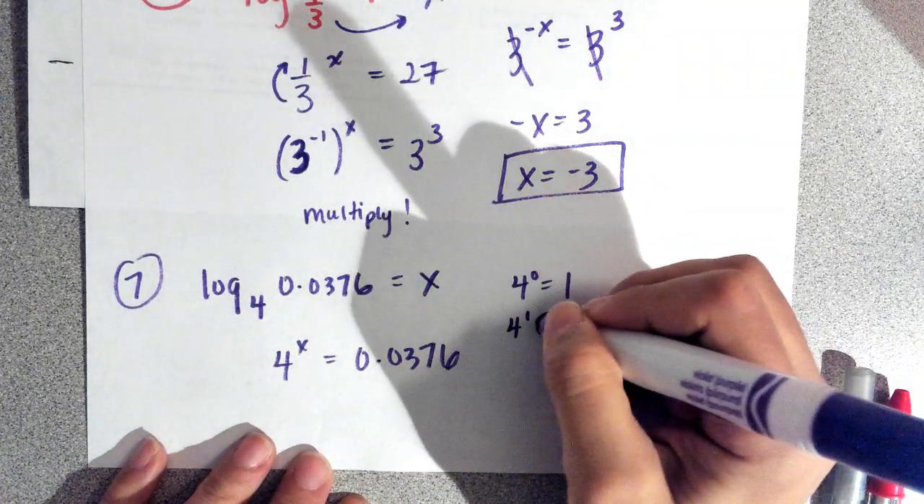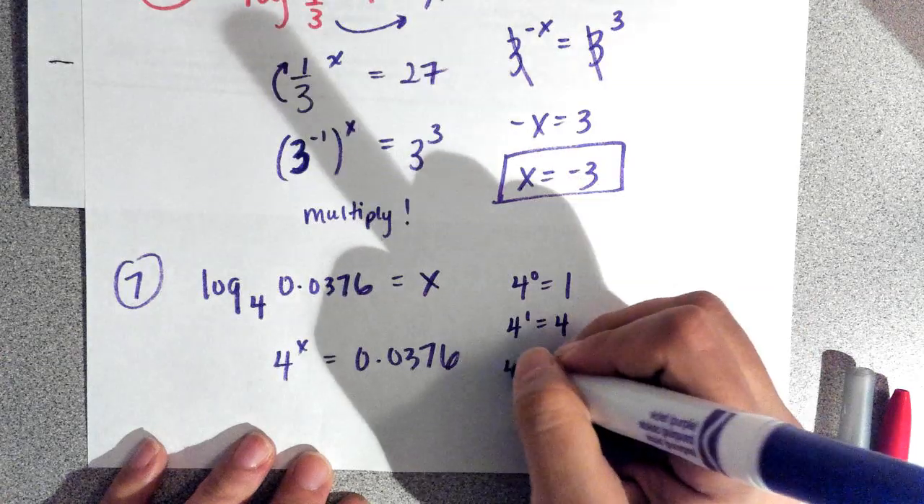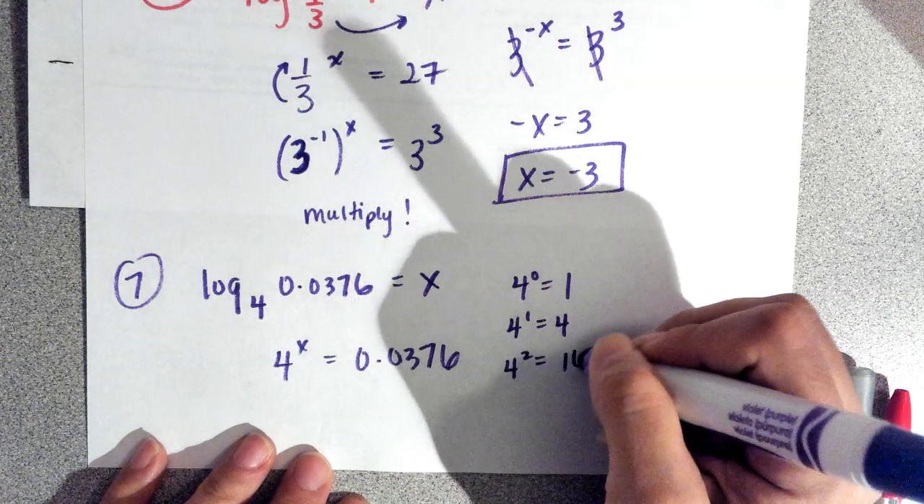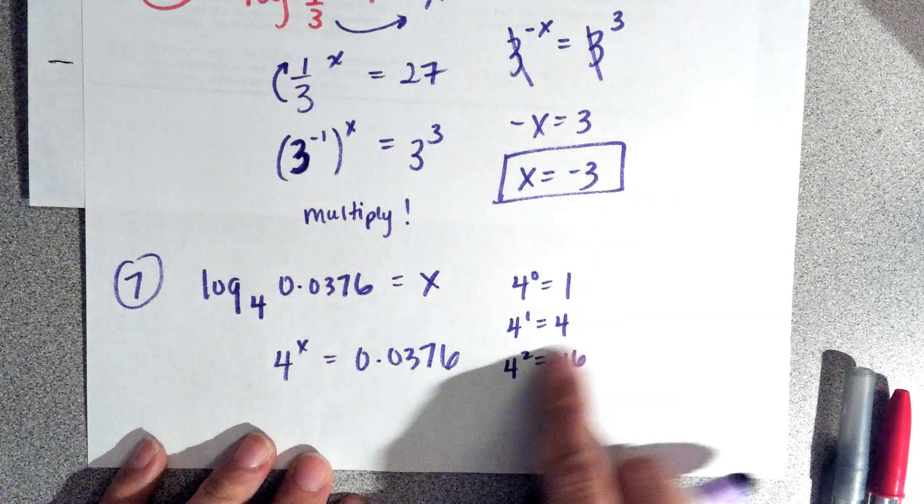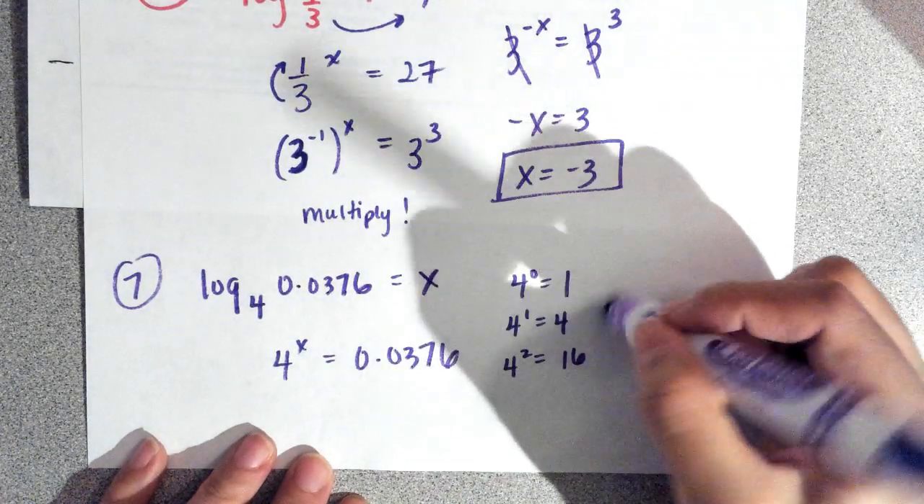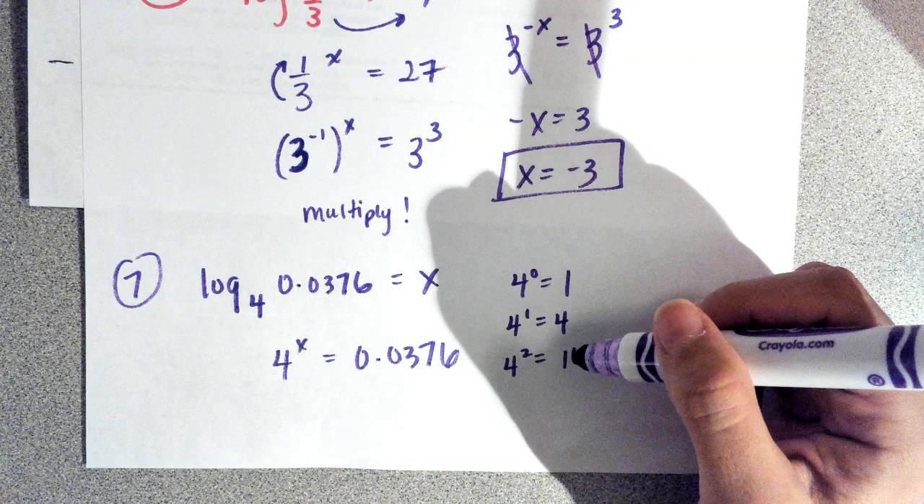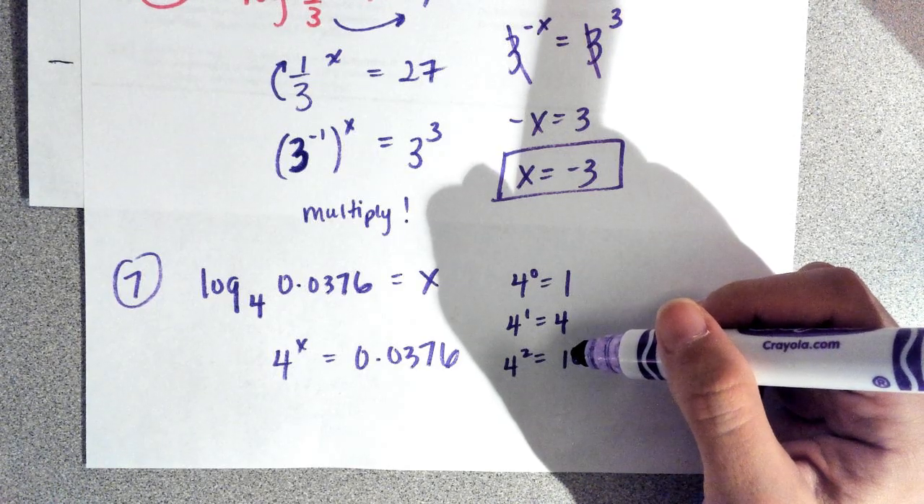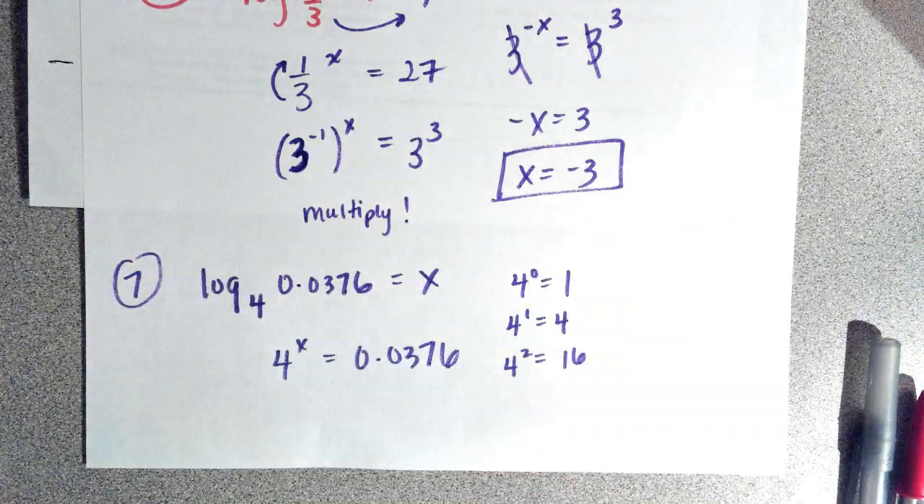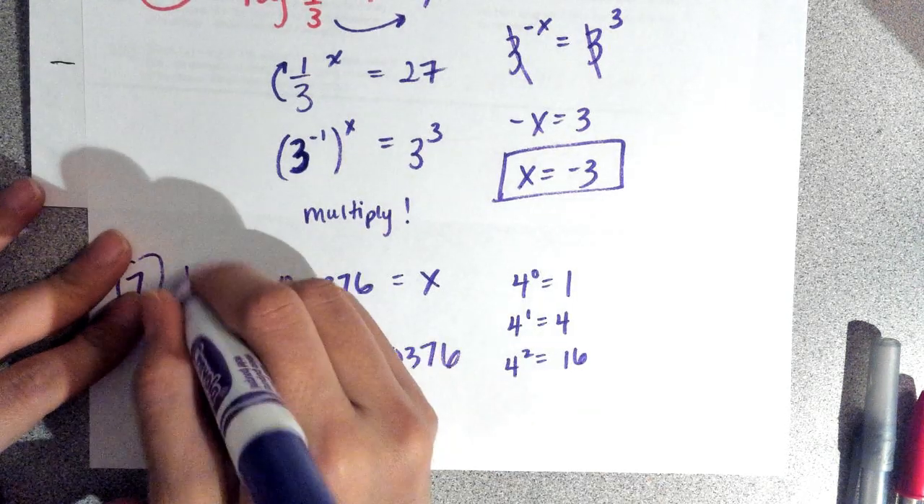And then 4 to the first power is 4. 4 squared is 16. You see this number right here? This number is way smaller than any of these answers. So that means I'm going to get a fractional answer. So in order to solve this, I'm going to do change of base formula from here.